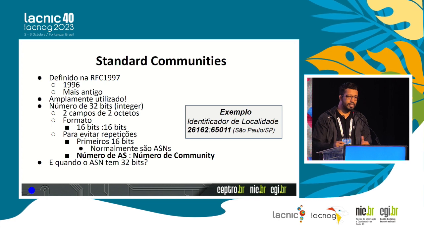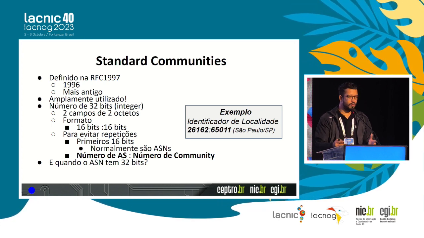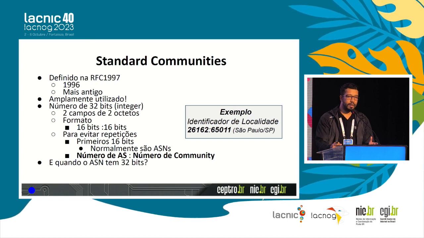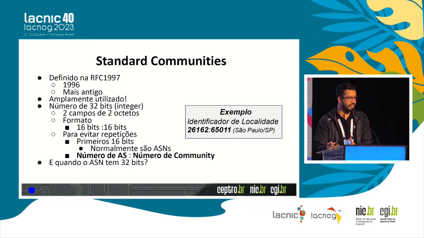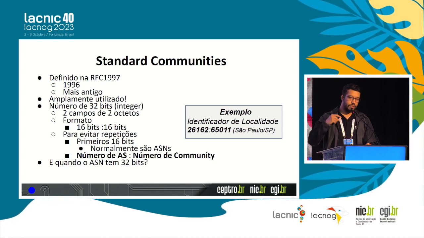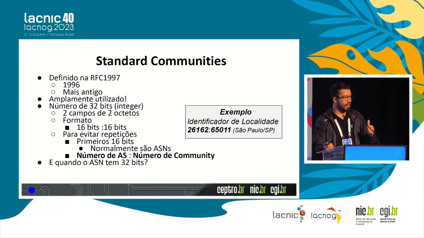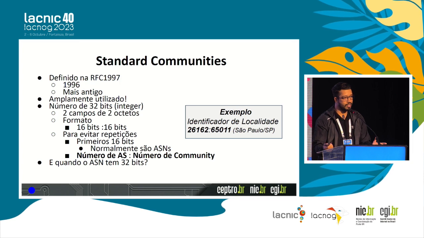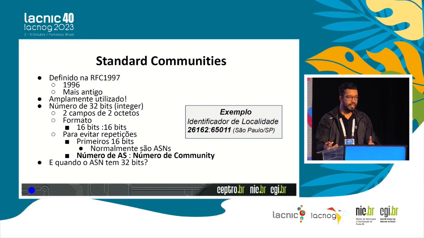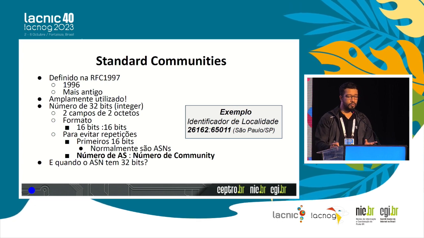We know that the internet never stops growing, and at a time there was no more space. Like with IPv4, there was no more space for the autonomous system numbers, which ranged from 16 to 65,535. So they created autonomous systems with 32 bits, but we only have 16 bits to identify our autonomous system in the standard community. So we needed to update it.